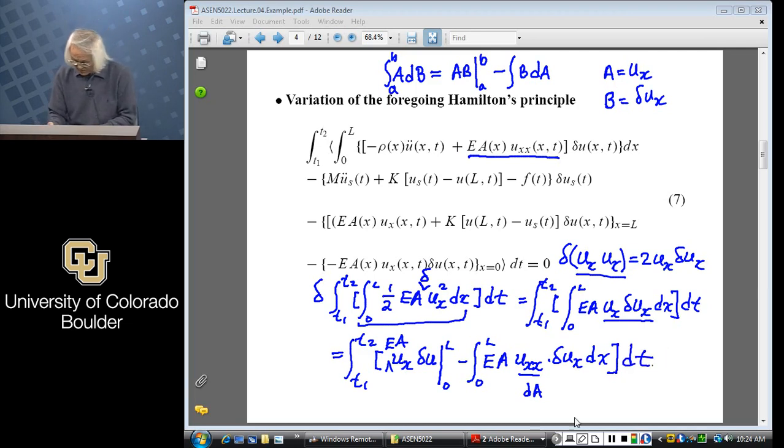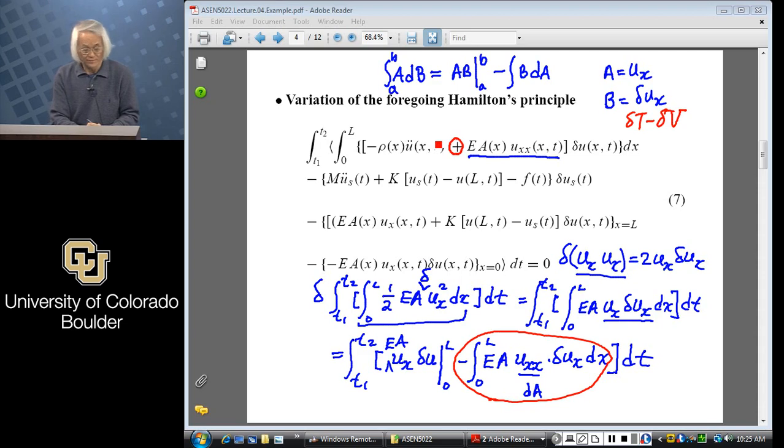So let me use a different color here. This term goes over here because it becomes minus, because you know delta T minus delta V. So that minus cancels and you get the positive. I'm sorry, it shouldn't be delta ux, it's delta u. Same thing with the kinetic energy. This guy was mx.